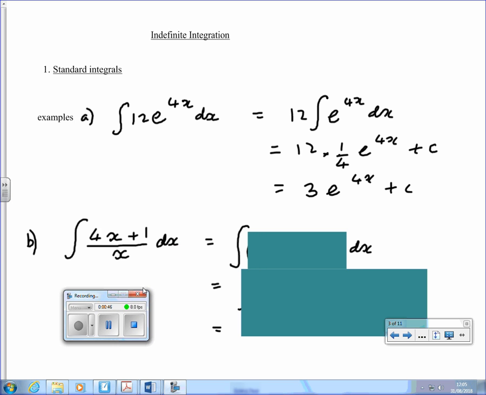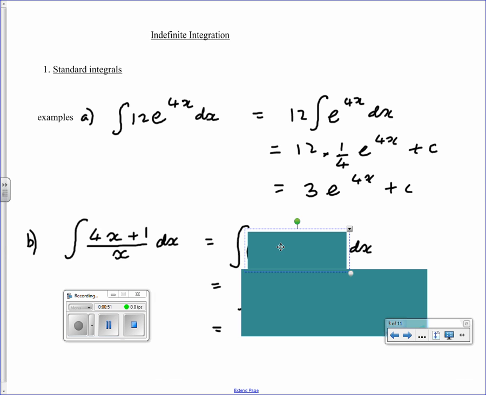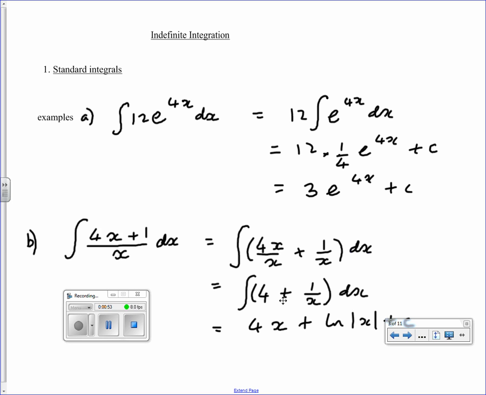This one isn't yet in a standard form, but we can do some rearranging. You could divide each term by x, and then you have a sum of terms, each one of which is in a standard form.